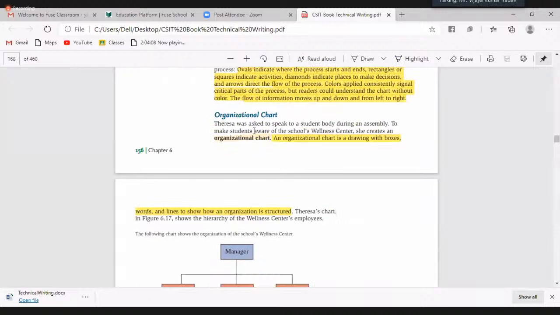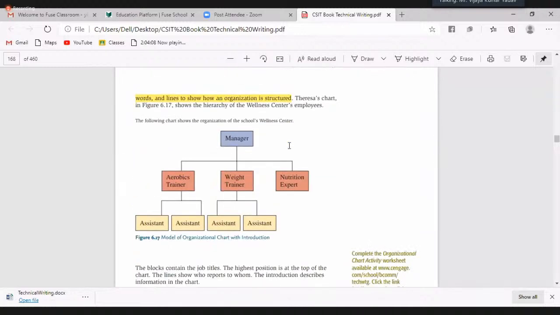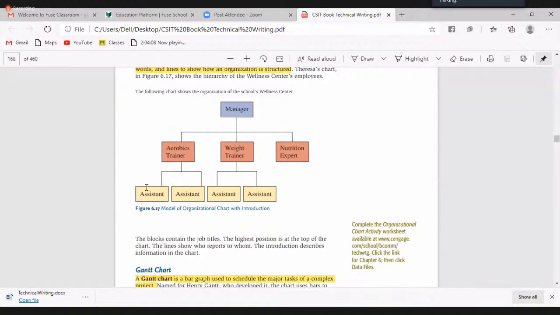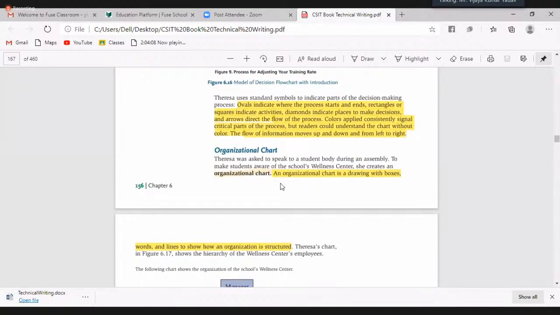Okay, then another is the organization chart. It's very easy for all of you to understand, isn't it? This is the example given of an organization. At the top, who is there? Manager. Under the manager, this figure indicates that these three people are working: aerobics trainer, weight trainer, nutrition expert. Under the aerobics trainer there are two assistants, and under the weight trainer there are two assistants, and under the nutrition expert there is no assistant, isn't it? It's very simple. So that is the organization chart.